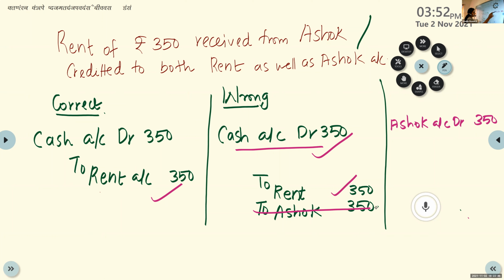Then there is a debit, no credit. So we will open suspense account. Ashok account debtor, suspense account rupees 350. In order to cancel this credit, we need to debit it, but we don't have anything to write on the credit side. That is to be credited. That's why we are opening a temporary account, suspense account. Okay, so that's the case.